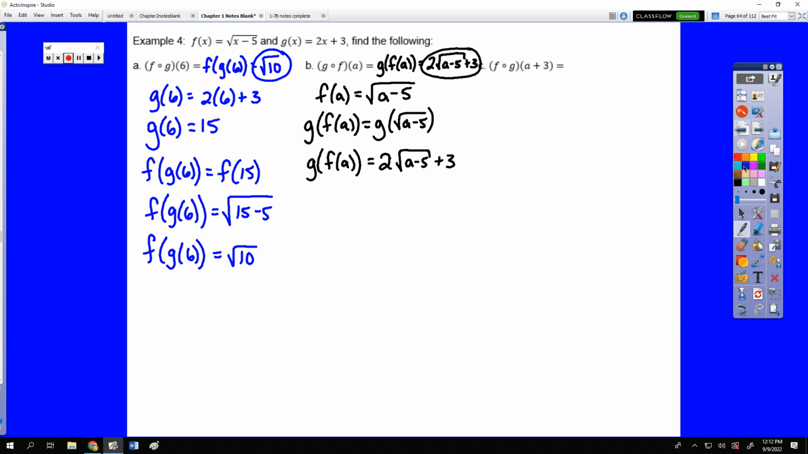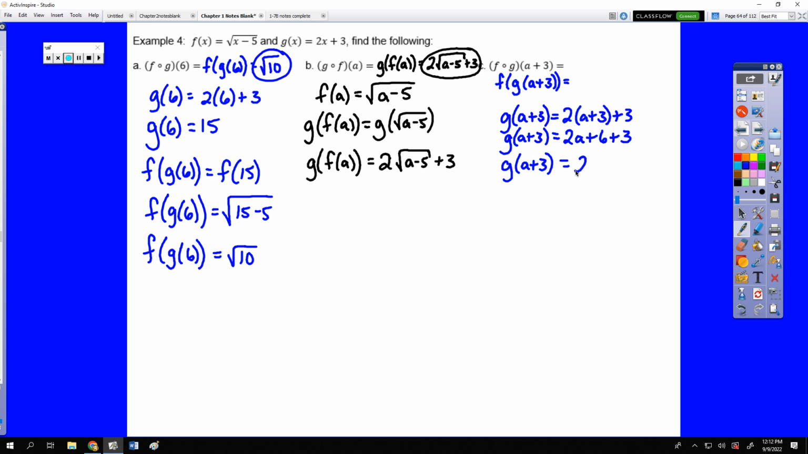Okay, finally, f of g of a plus 3. Remember, that could also be written as... Okay, so we start with g of a plus 3, which would be 2 times a plus 3 plus 3. Distribute to get 2a plus 6 plus 3, and then combine like terms to get g of a plus 3 is 2a plus 9.